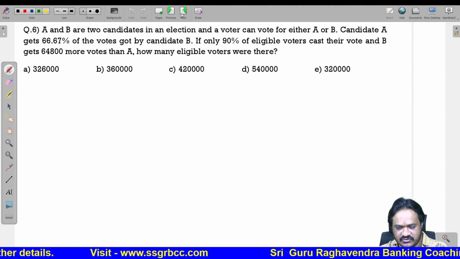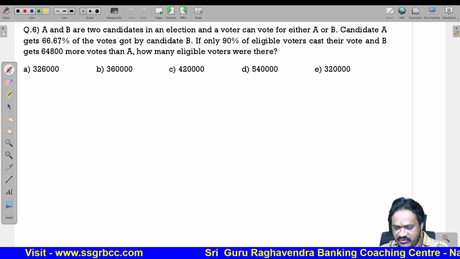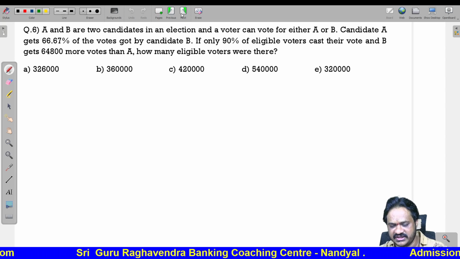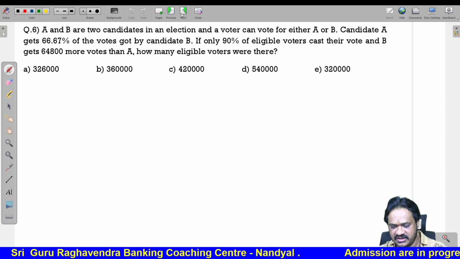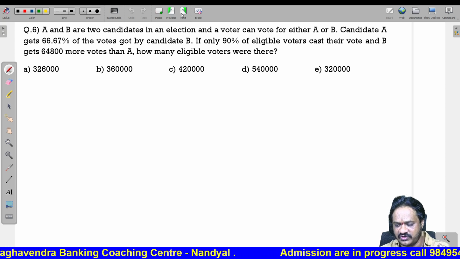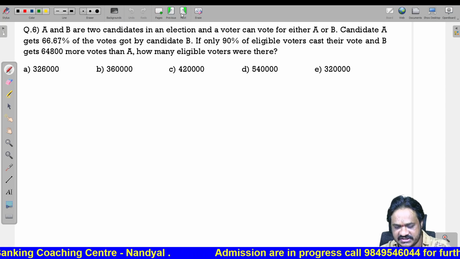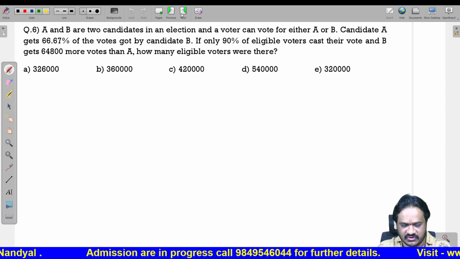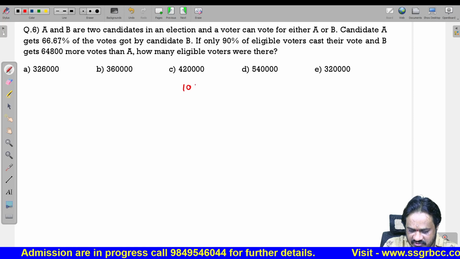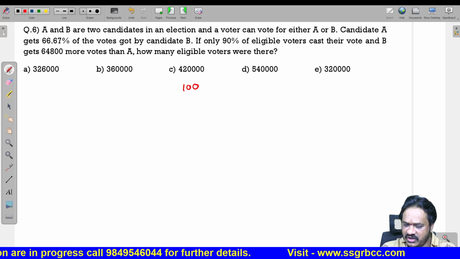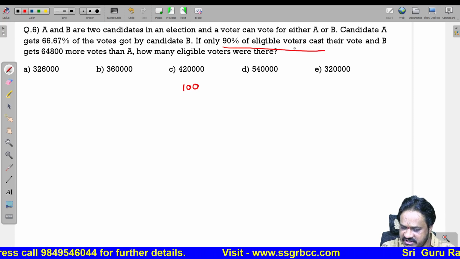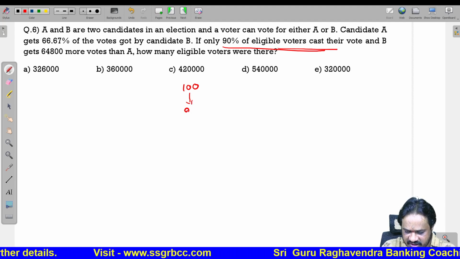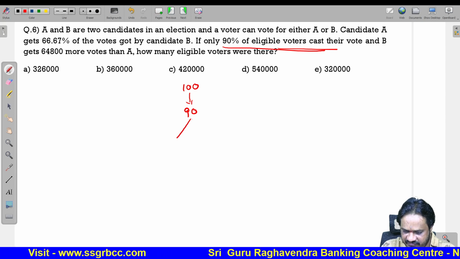A and B are the two candidates in an election, and a voter can vote either for A or B. Candidate A will get 66.67% of the votes got by candidate B. If only 90% of the eligible voters cast their vote and B gets 64,800 more than A, how many eligible voters are there? Let us take total voters as 100. Out of 100, 90% of the eligible voters cast their vote. That means only 90 are casting their vote.